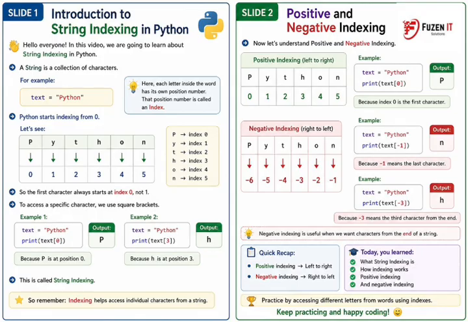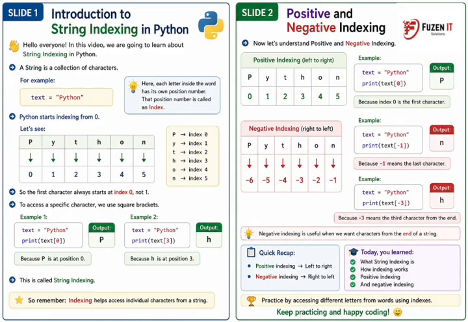In slide 2, we have positive and negative indexing. Now let's understand about it. Positive indexing starts from left to right, like 0, 1, 2, 3, 4, 5 for Python. We can see the example in slide 2, but Python also supports negative indexing.